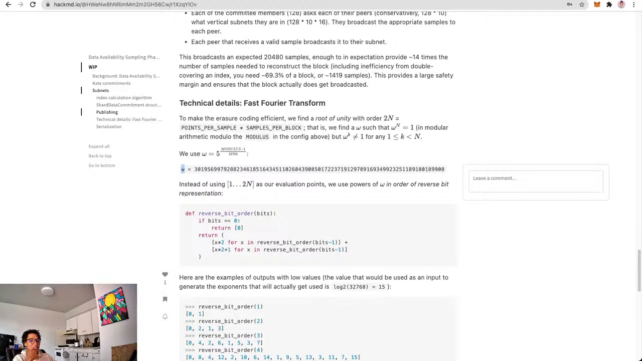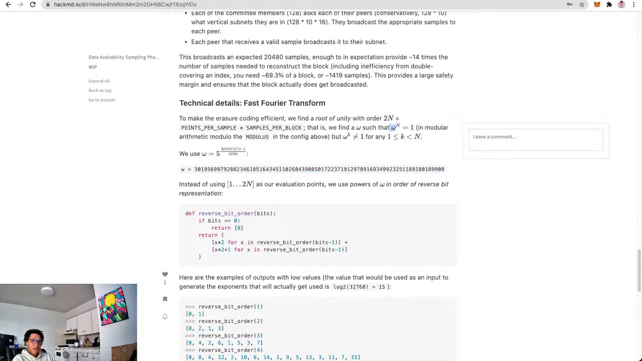Find a W such that W to the n equals 1. No, n is not the number of nodes. Anyways, we use W equals 5. Is that to the power of? So W equals this crazy number. So this crazy number to the power of n equals 1. And 2n equals points per sample times samples per block. Okay, let's see.